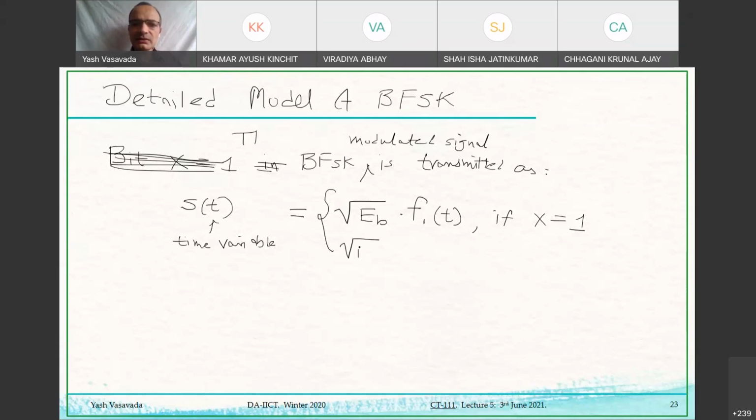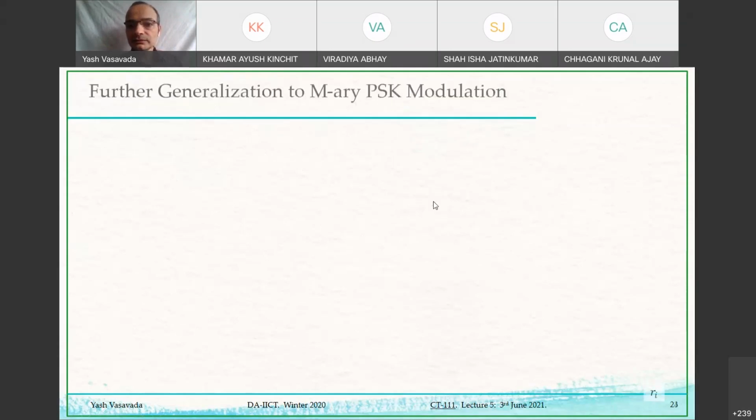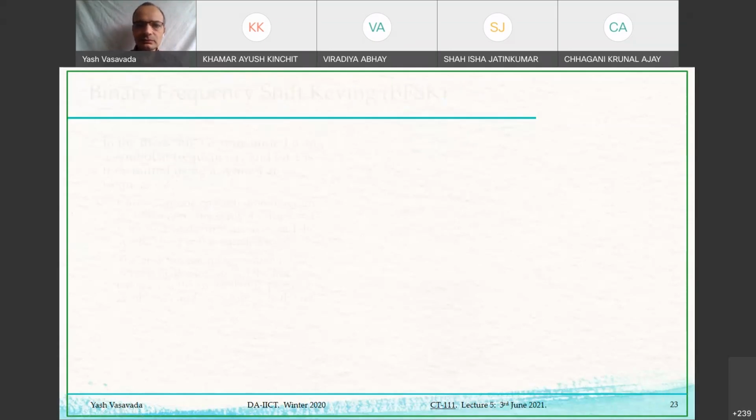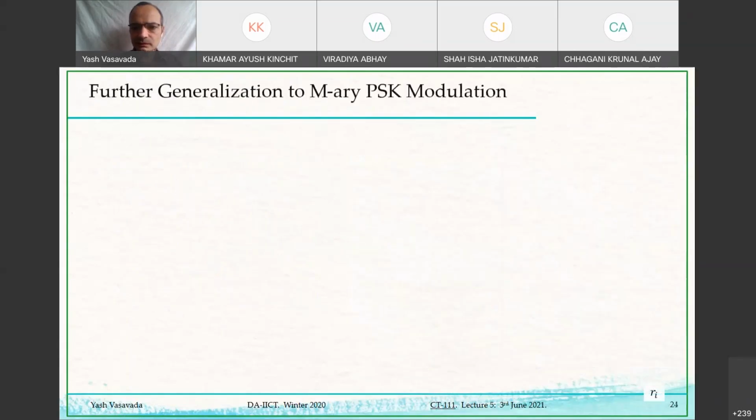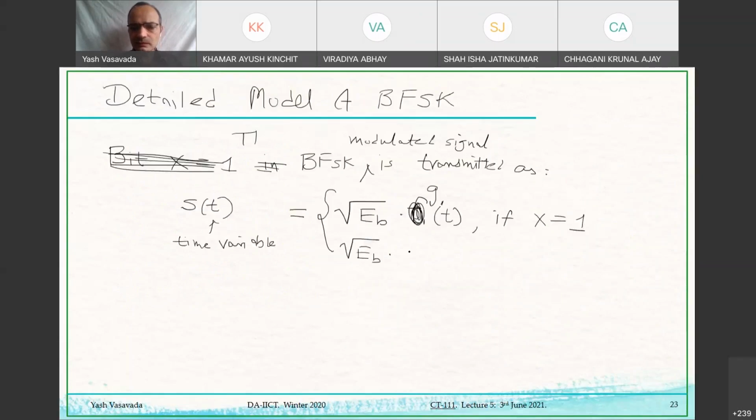if x is equal to 0, it becomes, oh sorry, this F1 by the way is not frequency. Okay, I should use another notation so as to not confuse with the frequency. Let me call it G1 of t. And this will be transmitted as G2 of t if x is equal to 0.